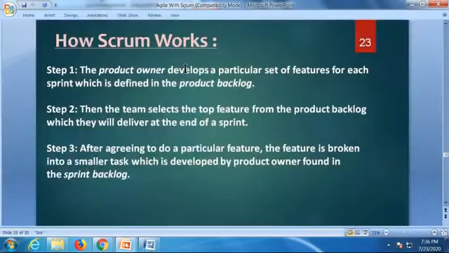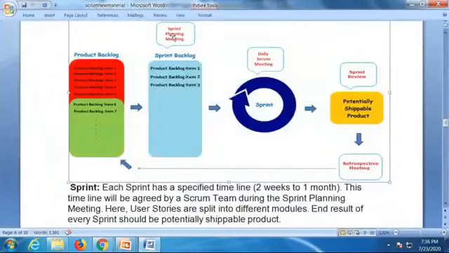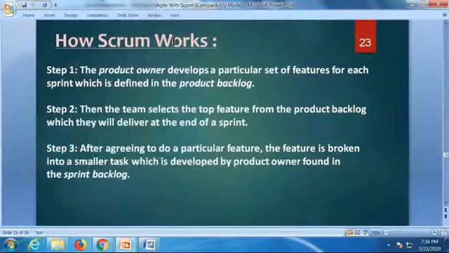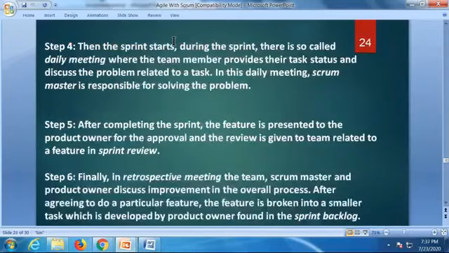Third step, after agreeing to do a particular feature, the feature is broken into smaller tasks, which are found in the sprint backlog. See that the very first meeting, the sprint planning meeting. In this sprint planning meeting, what happens? Your product owner will call upon all developers and testers to a conference room, and he will tell us, hey, these are the stories we have for this current sprint. He'll give the deadlines, whether to work in 1 week or 2 weeks. You have to agree to that. Is it possible or not possible? You have to give the estimation to your product owner. If you're agreeing, then we have to go accordingly. That is the third step. Fourth step, then the sprint starts.